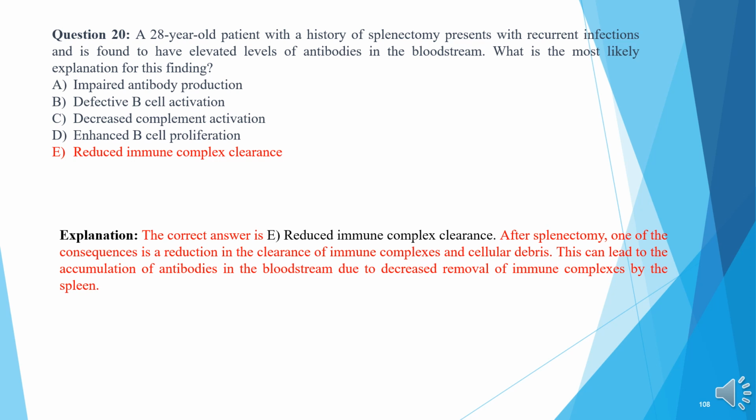Reduced immune complex clearance. After splenectomy, one of the consequences is a reduction in the clearance of immune complexes and cellular debris. This can lead to the accumulation of antibodies in the bloodstream due to decreased removal of immune complexes by the spleen.